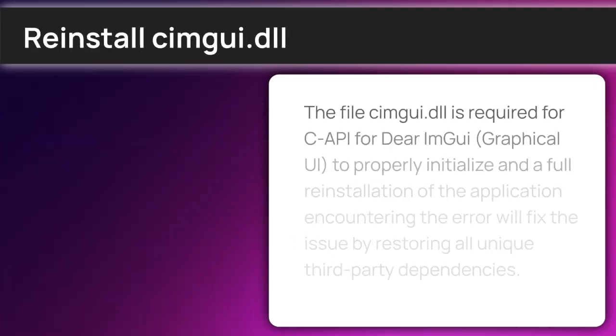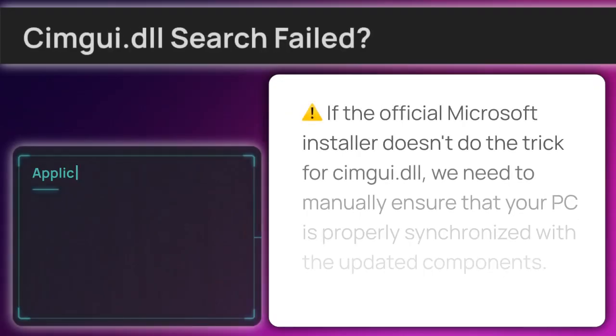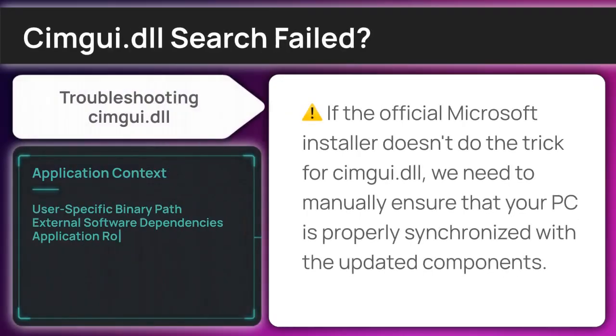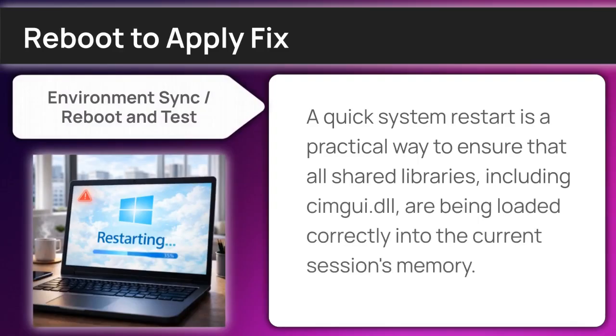The file Cimgui module DLL is required for CAPI for Dear ImGui, Graphical UI, to properly initialize, and a full reinstallation of the application, when encountering the error, will fix the issue by restoring all unique third-party dependencies. When a fresh installer fails to clear the error, it typically points toward a deeper conflict within the Windows execution layer. A full system restart clears the temporary memory cache and allows Windows to attempt a fresh initialization of all required libraries, including Cimgui module.